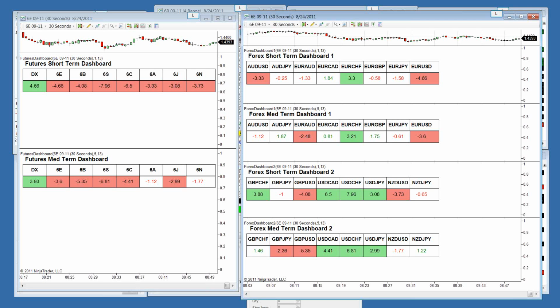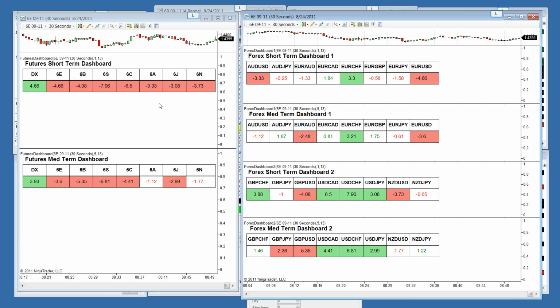Okay, they're going to be coming up here in a second, and here we go. Over here on the left is the futures dashboard. If you're a futures currency trader, you have the dollar index, and you have the 6E, which is the euro, 6B, which is the pound, 6S, which is the Swiss, 6C, the Canadian, 6A, the Aussie dollar, 6J, the yen, and then 6N, of course, is the New Zealand dollar. The New Zealand dollar is not traded too much on the futures basis, so you've got to take more of a swing position trade in that.